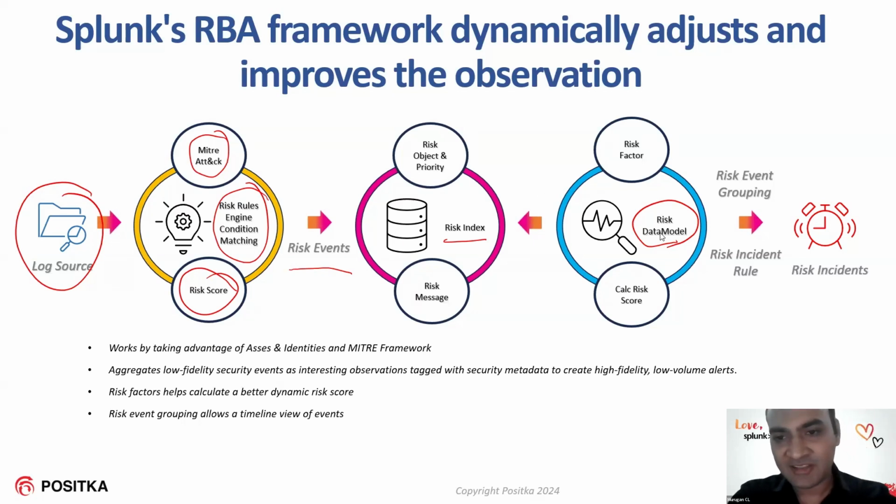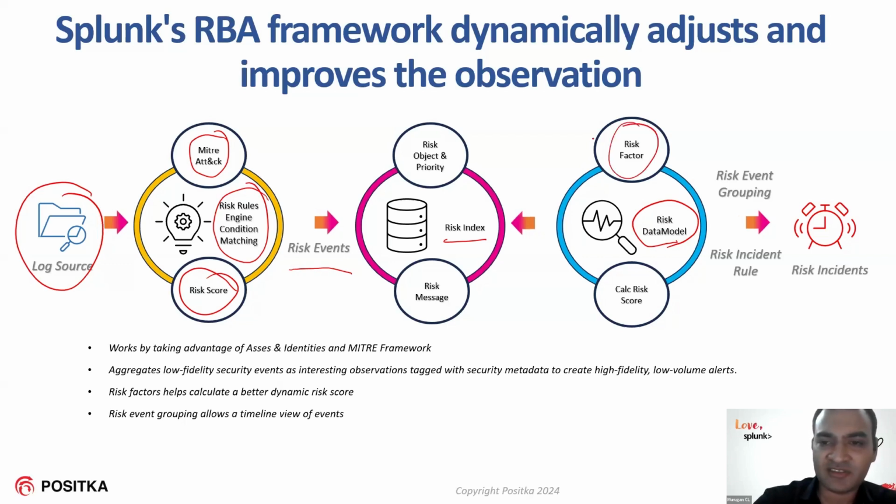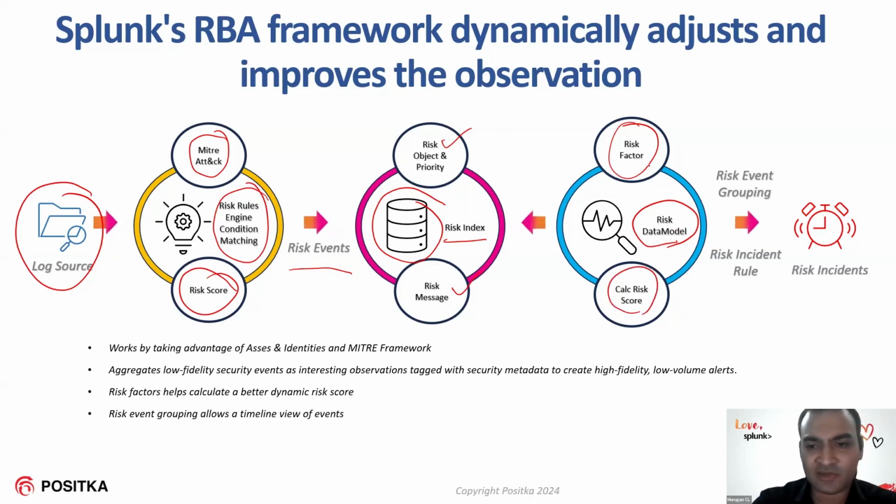So Splunk has a risk data model that sits on top of this risk index, and it uses the risk factor. The risk factor is a setting in Splunk SIEM that allows us to dynamically modify the risk score. When the risk events come into the risk index, they already have the risk object and priority details. They have a risk message saying what the detection is all about. And then the risk data model sits on top of the risk index and calculates a risk score using the risk factors.